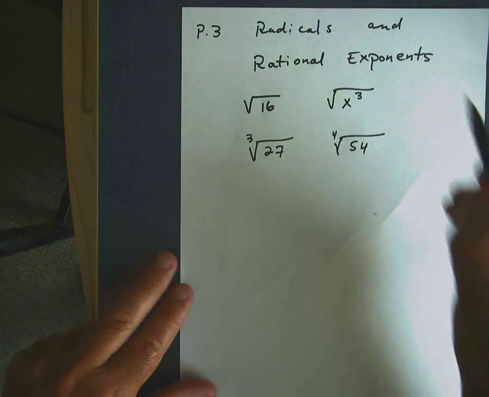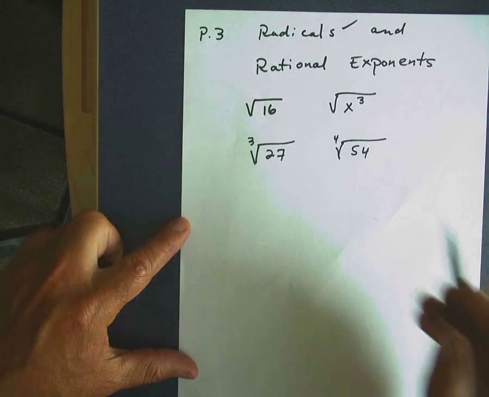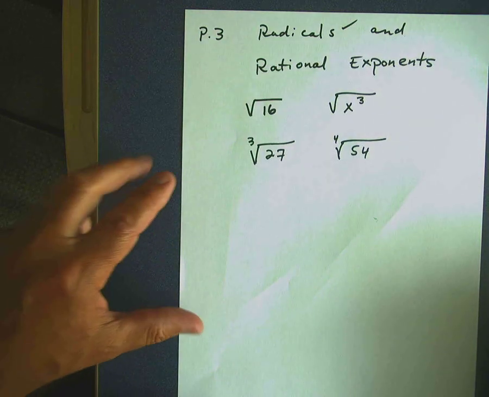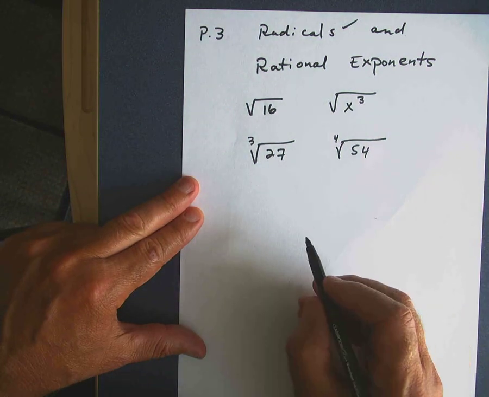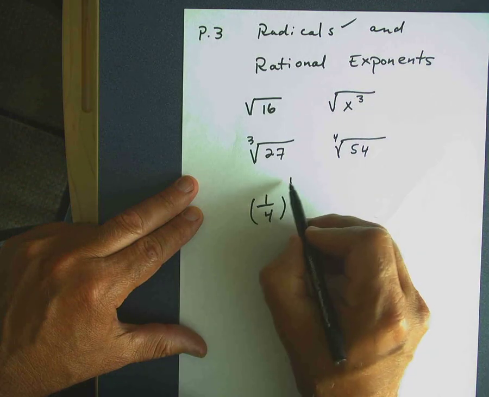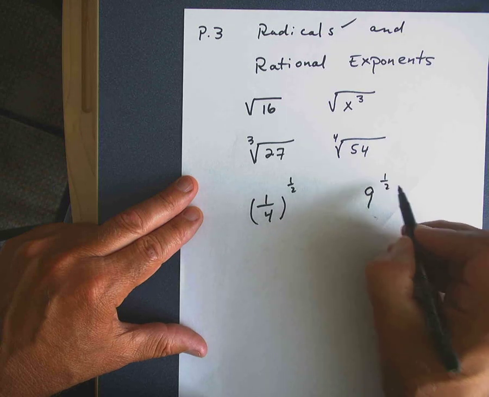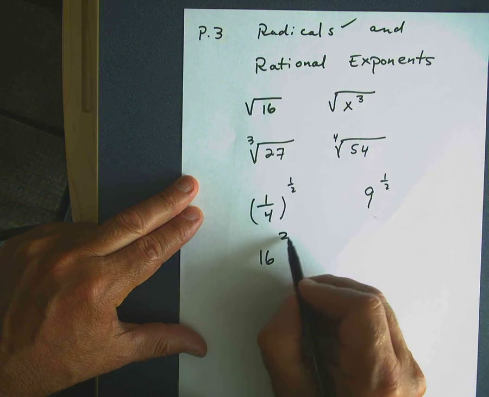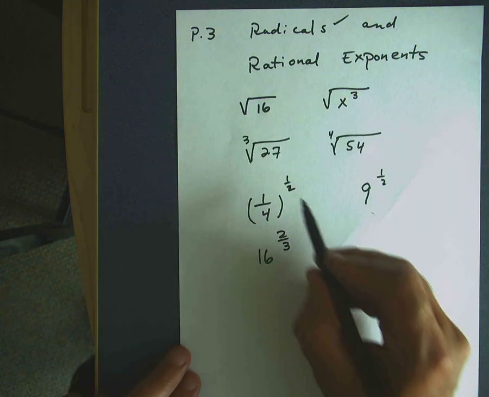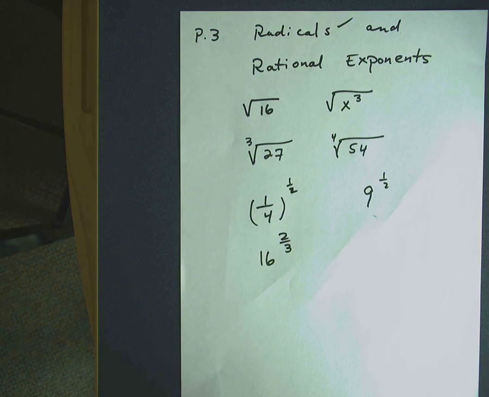So those are radicals. Rational expressions are similar to radicals. In fact, expressions of radicals can be written with rational exponents. An example of that would be, say, 1/4 to the 1/2 power, or more simply, let's say we had 9 to the 1/2 power, 16 to the 2/3 power, things like that. Rational exponents are where we have expressions where the exponents are rational numbers.